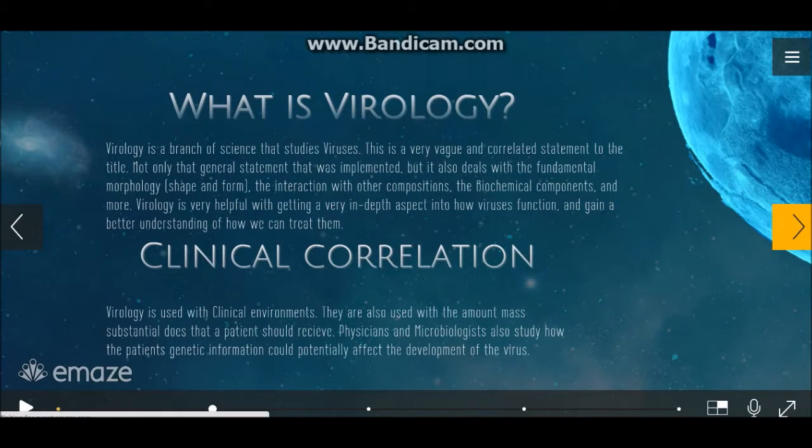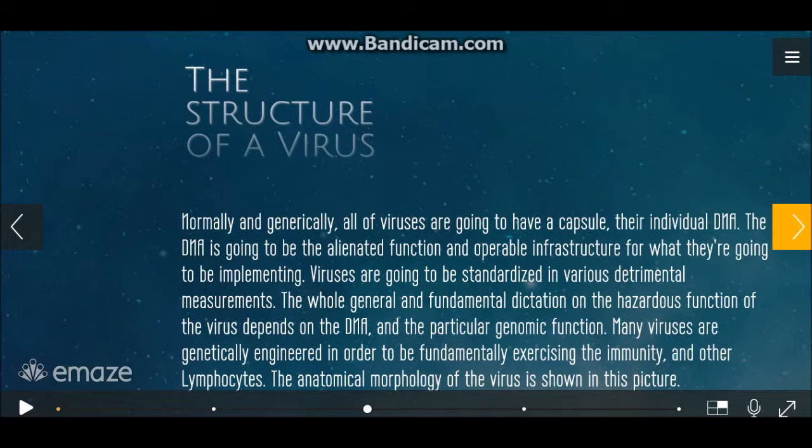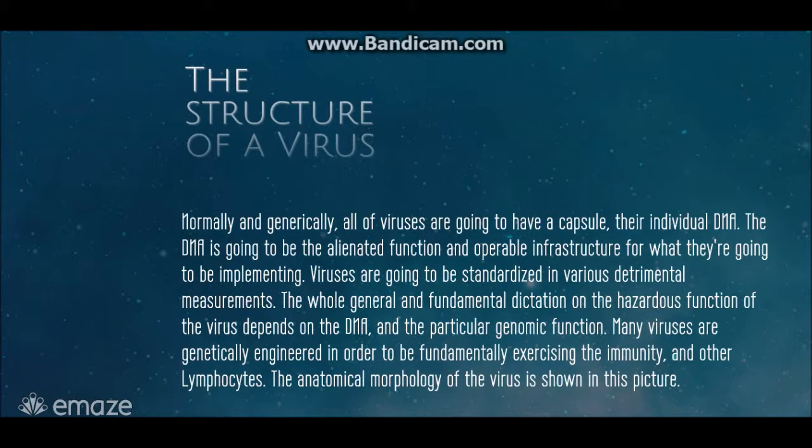Many other things. The structure of a virus. So basically, what is the structure of a virus? Sorry, let me go to this slide. The structure of a virus: generally, all viruses are going to have a capsule and the individual DNA. The DNA is going to be in an operable infrastructure for what they're going to be implementing. Viruses are going to be standardized in various measurements. The whole general function of the virus depends on the DNA and the particular genomic function. Many viruses are genetically engineered in order to exercise the immunity and the lymphocytes.